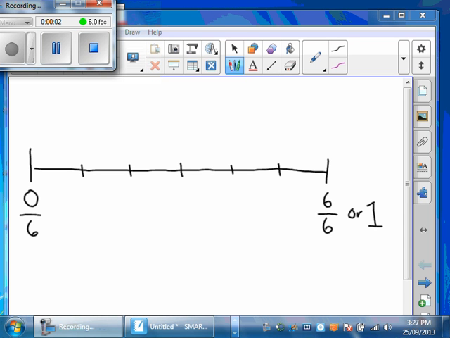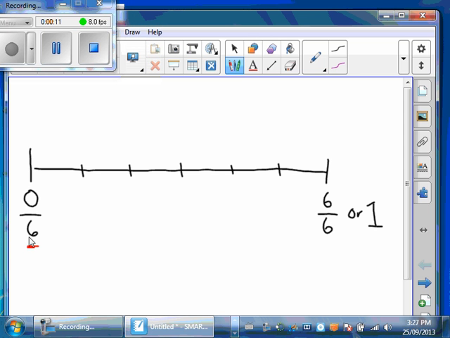Okay, we're going to take a look at what a fraction looks like on a number line. So what we have here is, at the start, 0. This is actually 0 over 6, or just regular old 0. Now at the end we have 6 out of 6, which is one whole. If we were counting all the number lines in whole numbers, we'd count 1, 2, 3, 4, 5, 6.